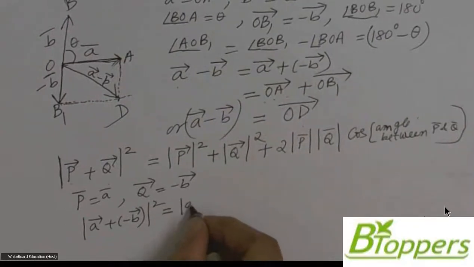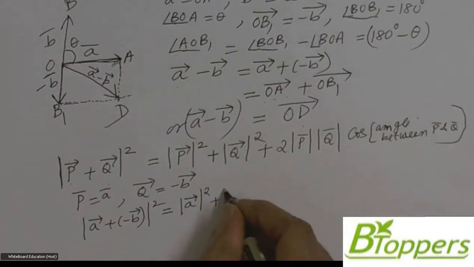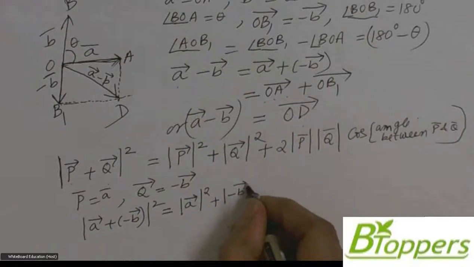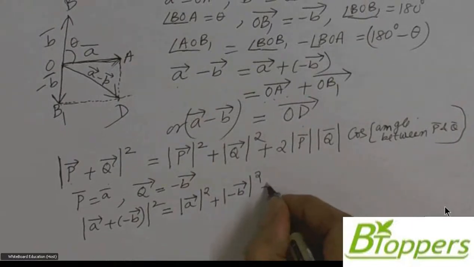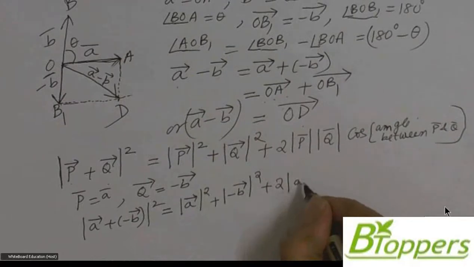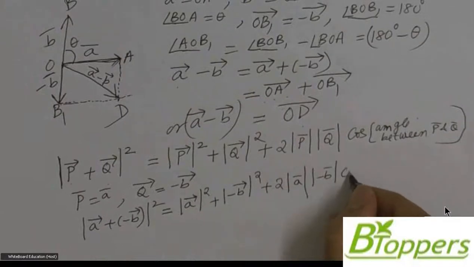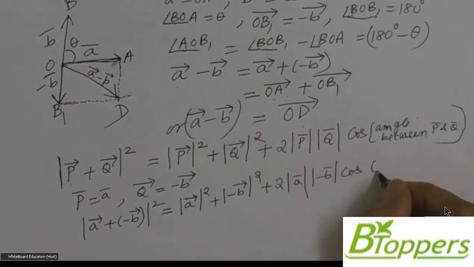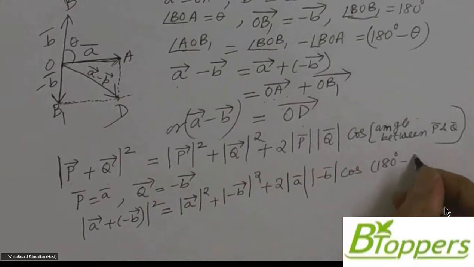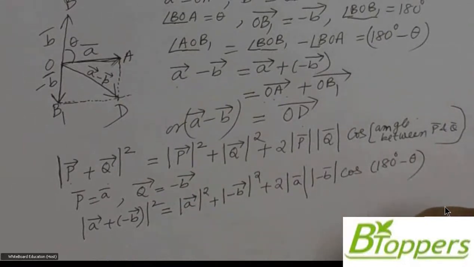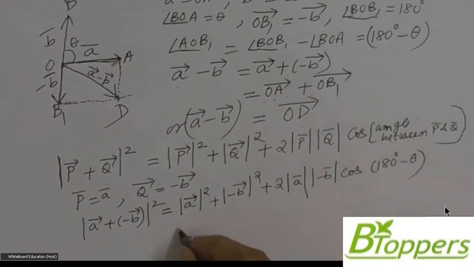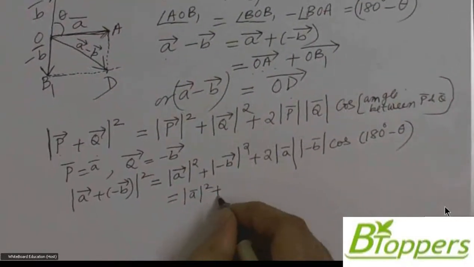equal to the square of the magnitude of vector A bar plus the square of the magnitude of vector minus B bar plus 2 into the magnitude of P bar, means you can write magnitude of A bar, into the magnitude of Q bar, means mod of minus B bar, into cos of the angle between P bar and Q bar, means it will be 180 degrees minus theta. But the modulus of vector minus B bar is the same as the modulus of vector B bar.